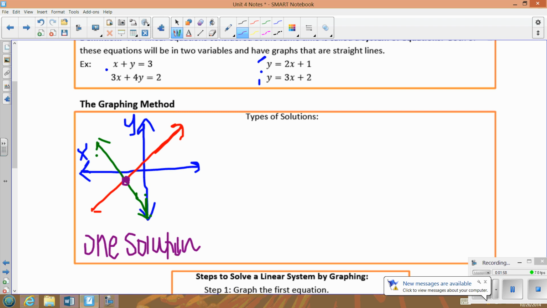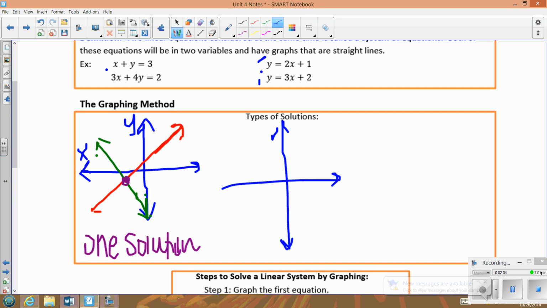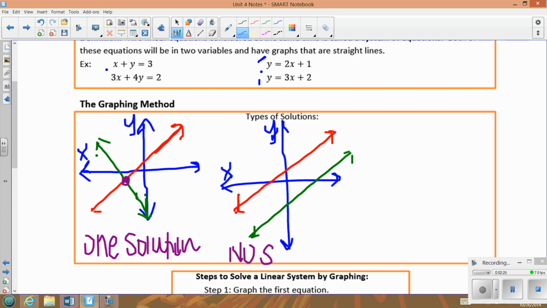Another scenario that we could have, so let me start with my x and y axes again, would be a case where I have a line and then I have a second line and they never cross. So this situation, since they never cross, would mean that there's no solution. And this is going to occur whenever the lines are parallel to each other. And if you remember from the last unit, parallel lines have the same slope. So if we ever get values where the number in front of x is the same, that means the lines are parallel, which means that there would be no solution to the system.